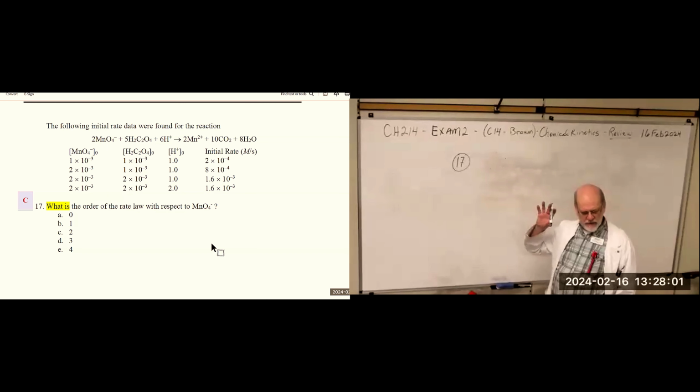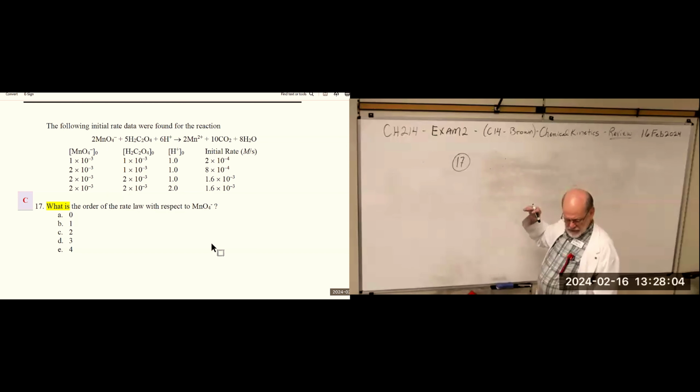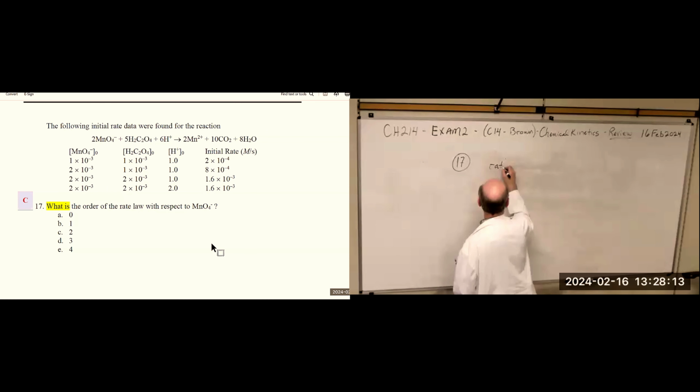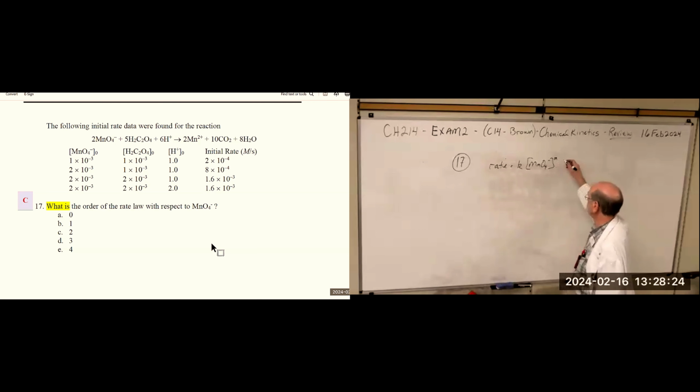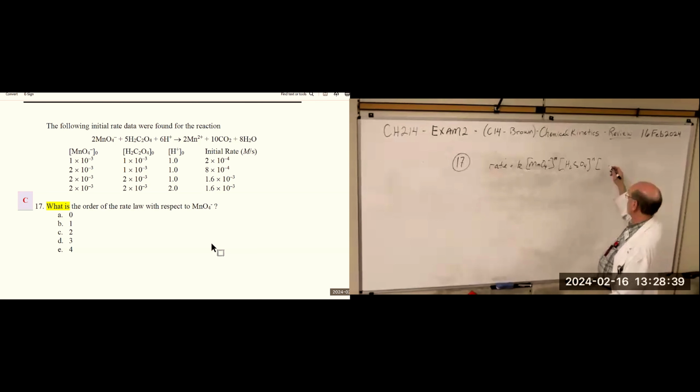So what you do first is write the overall rate law with variables for the orders. So the rate would be equal to K times the concentration of manganate, MnO4 minus, to some order. And then the second one would be H2 oxalate, H2C2O4, to its power. And then the last one, hydrogen ions to the P.